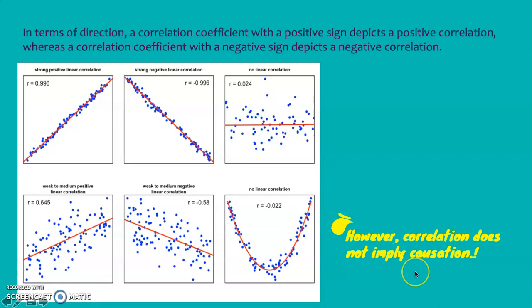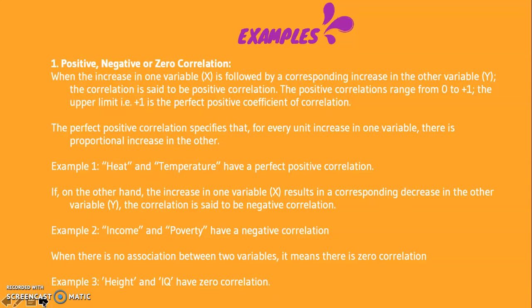Please note that correlation does not imply causation. What are the examples of positive, negative, or zero correlation? I'm going to be talking about examples to explain better what positive, negative, or zero correlation really means.